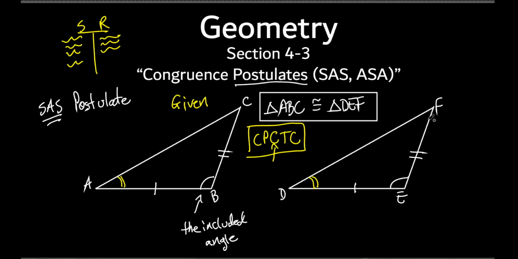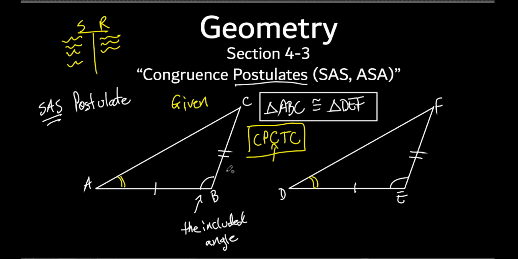Why is BC equal to EF? It's given. Why is angle B equal to angle E? It's given. Why is angle A equal to angle D? Because they're corresponding parts, CPCTC. Everybody see that? Why are the triangles congruent to each other? That's right. It's the side angle side postulate.